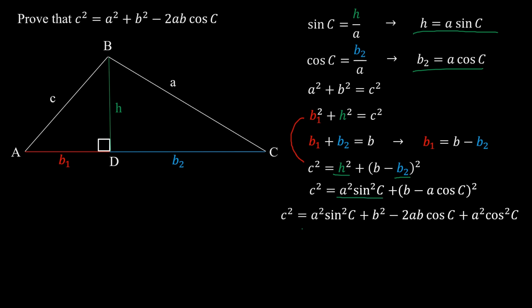Alright, so now let's basically expand everything. So c squared is going to be equal to a squared sine squared c plus b squared minus 2ab cosine c plus a squared cosine squared c. Now we just pretty much expanded this equation out. And if you remember, (a minus b) squared equals a squared minus 2ab plus b squared. So that's a simple way to get what we got here.